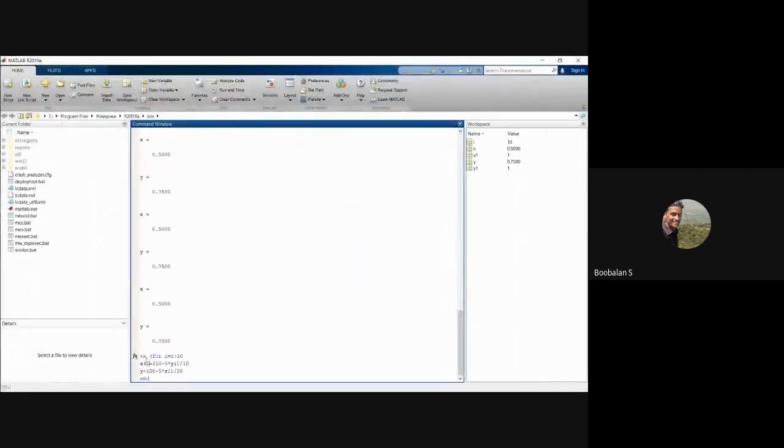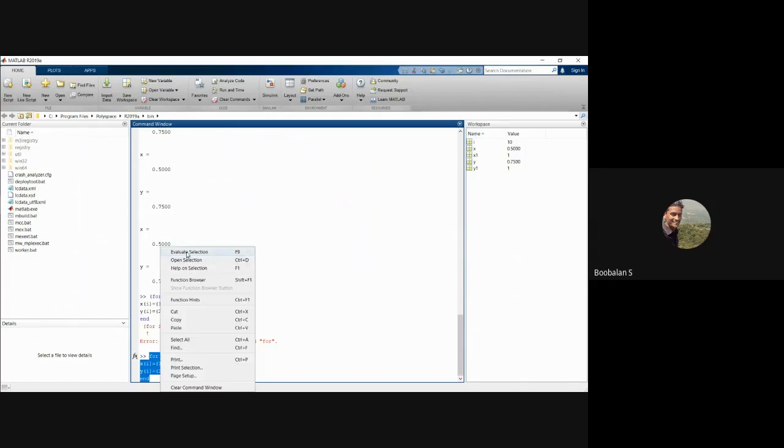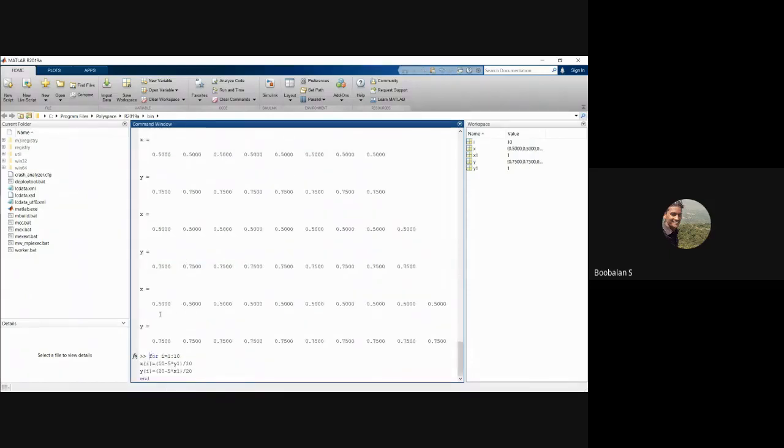x of I. Only then will the value update. y of I. Continue. Illegal use of reserved keyword, okay, the bracket is open here. Again it's now repeating 0.5, 0.5, 0.5, 0.75, 0.5, 0.75. Again it's not updated. Sir, I got it, sir.